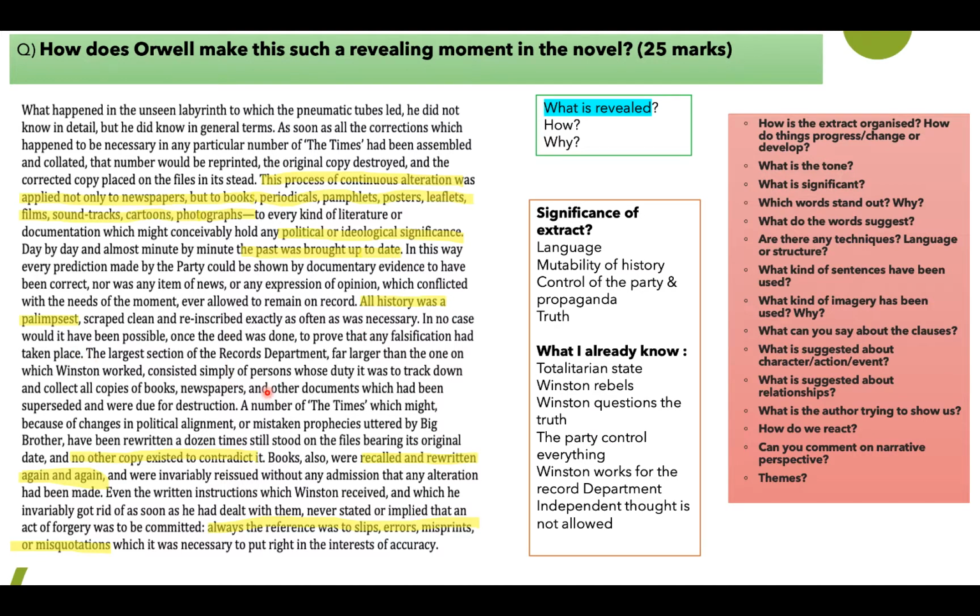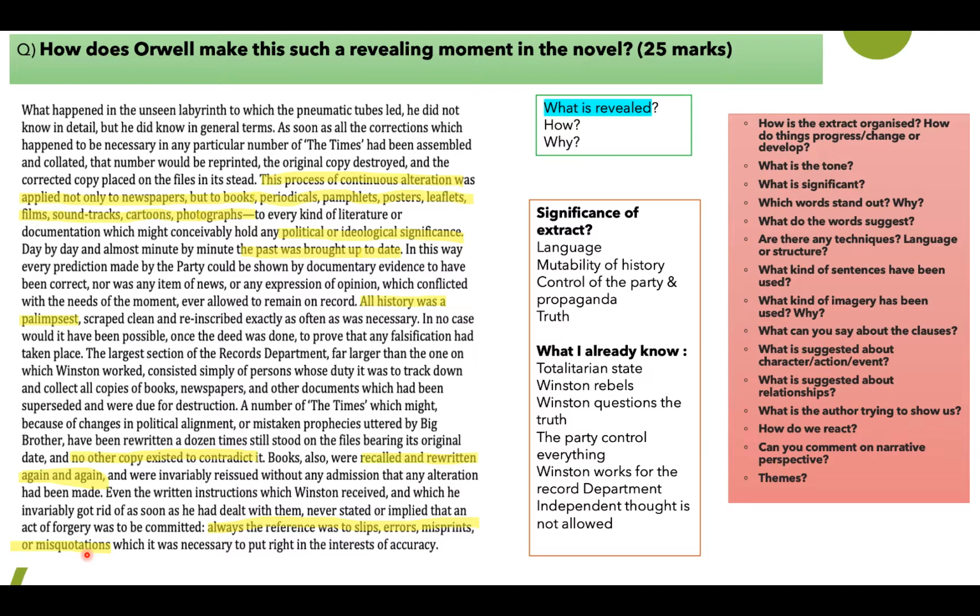There wasn't much here that I felt that I could really talk about, so I went right down here. "No other copy existed to contradict it." Again, I think that shows power, it shows control. "Books were also recalled and rewritten again and again," and this repetition of "again" shows us it's a continuous process, it gives you the idea that it's never ending. And then at the bottom here, "always the reference was to slips, errors, misprints or misquotations," and I thought that the use of language here was interesting.